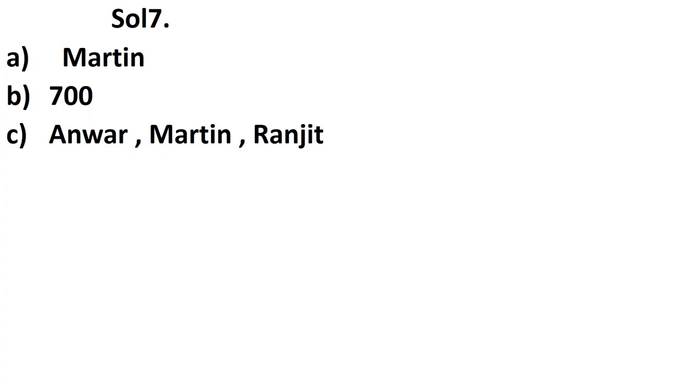Solution 7. Which merchant sold maximum number of baskets? Martin. How many fruit baskets were sold by Anwar? 700. The merchants who have sold 600 or more baskets were planning to buy a godown for the next session. Can you name them? It is Anwar, Martin and Ranjit Singh. And be careful, one picture represents here 100 fruit baskets.